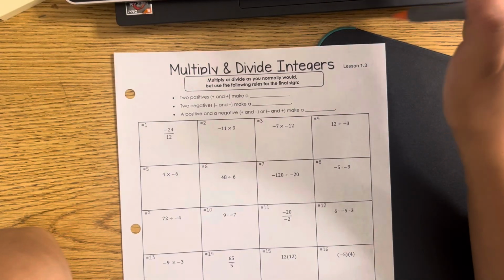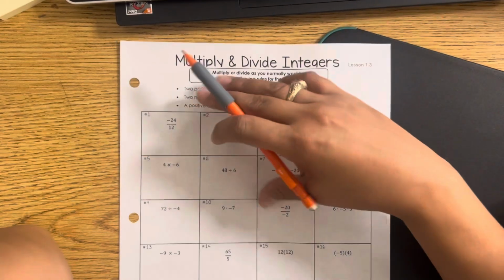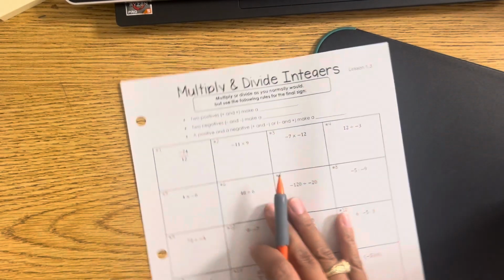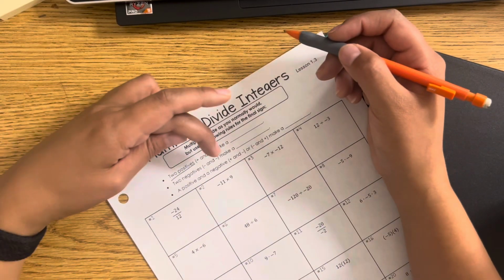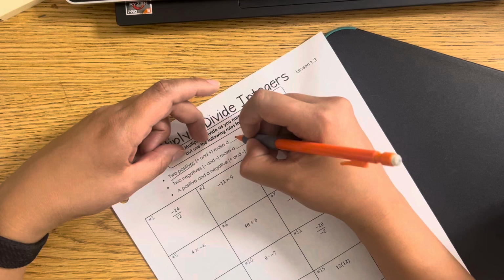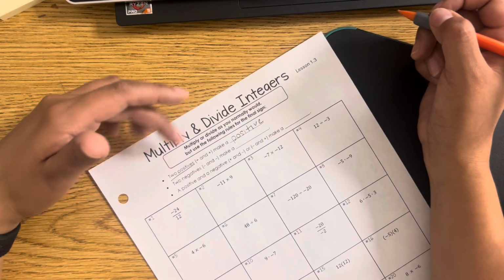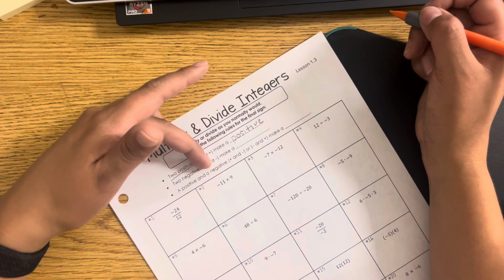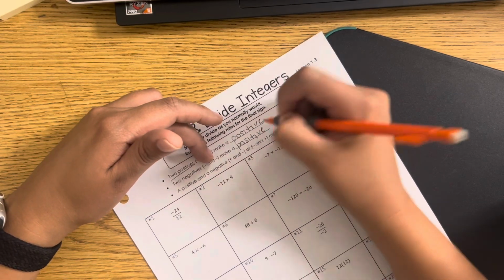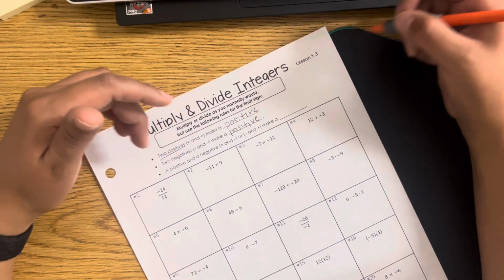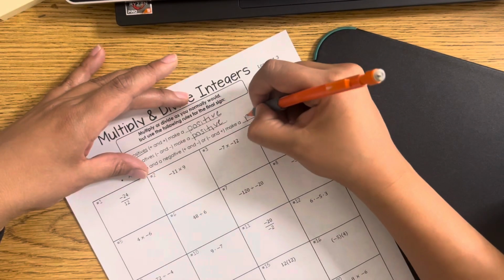So when it comes to multiplying and dividing, you pay attention to the signs, just like we do with adding and subtracting, but it follows different rules. Whether you are multiplying or dividing two positives, your answer is going to be positive. If you are dividing or multiplying two negatives, that is also positive. And if you multiply a positive and a negative, or a negative and a positive, whichever order, it makes a negative.